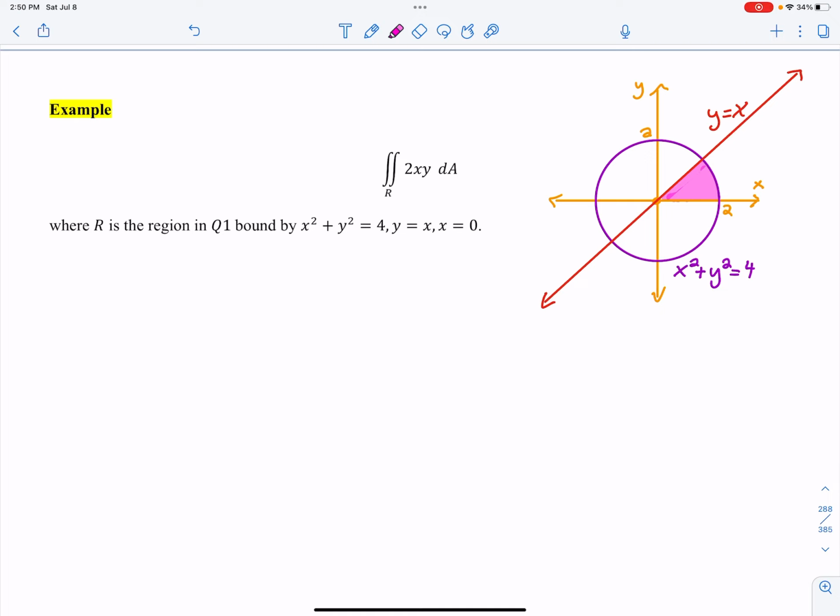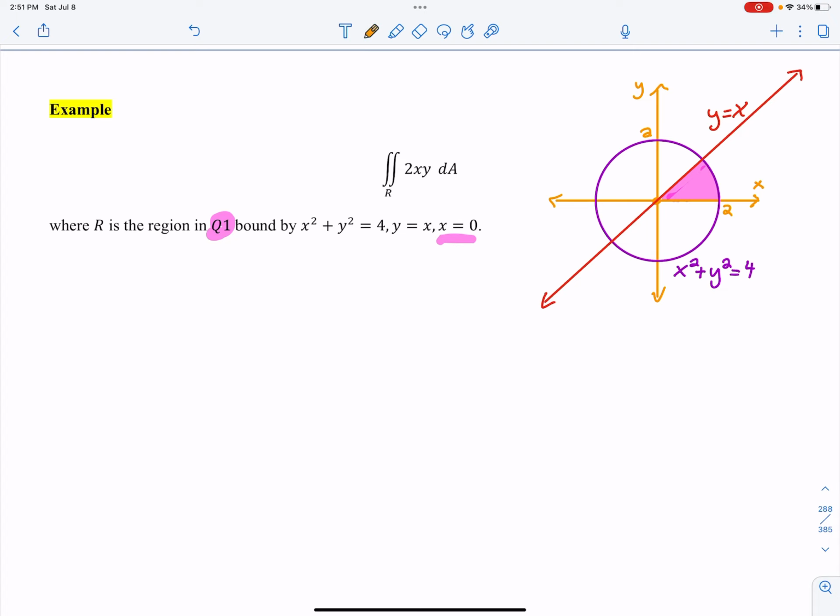But the purple is the circle. They also told us y equals x, right? That's that red line. And then they also told me x equals 0, which tells me if it was here or where I have it. And it was below. If they would have told me y equals 0, then it would have been the one above. The only thing that keeps me outside of this other stuff is that they told me it was in quadrant 1. So there is our region.